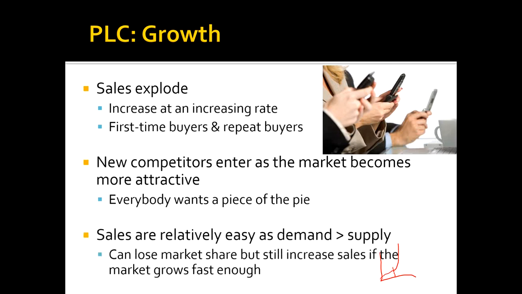So at this point, sales are pretty easy for companies. There's more consumer demand than supply initially. So companies can still do well even if they're not doing a great job, as long as their sales are going up faster than they lose market share. That happens because the market keeps growing, and that curve is so steep often during the growth stage that the market's growing at an increasing rate. It's growing at 5%, then 10%, then 20%, then 30%. So it's very attractive to different companies who want to try to get into that market.